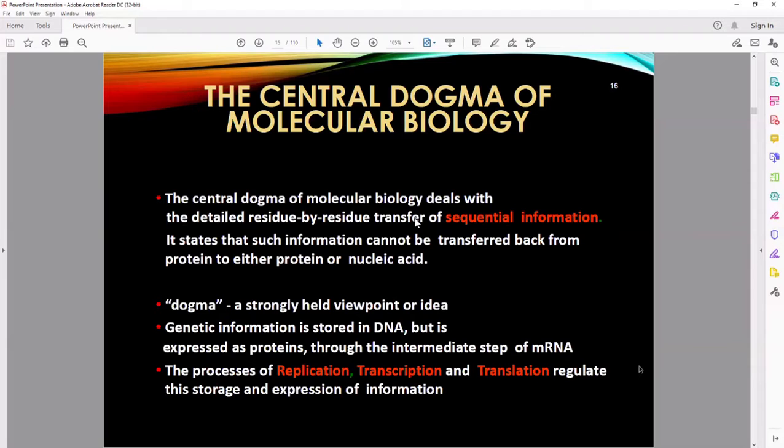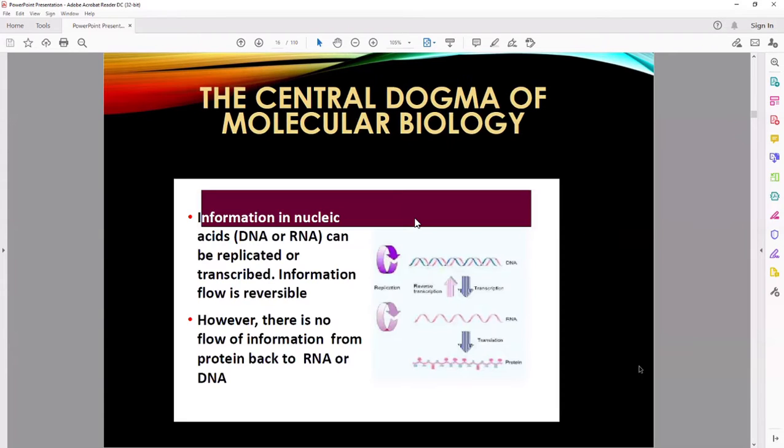All right, so this is the information. Information in nucleic acids can be replicated or transcribed, so the information flow is reversible. However, there is no flow of information from protein back to RNA or DNA. So it's reversible from RNA to DNA. Replication and transcription are reversible processes.